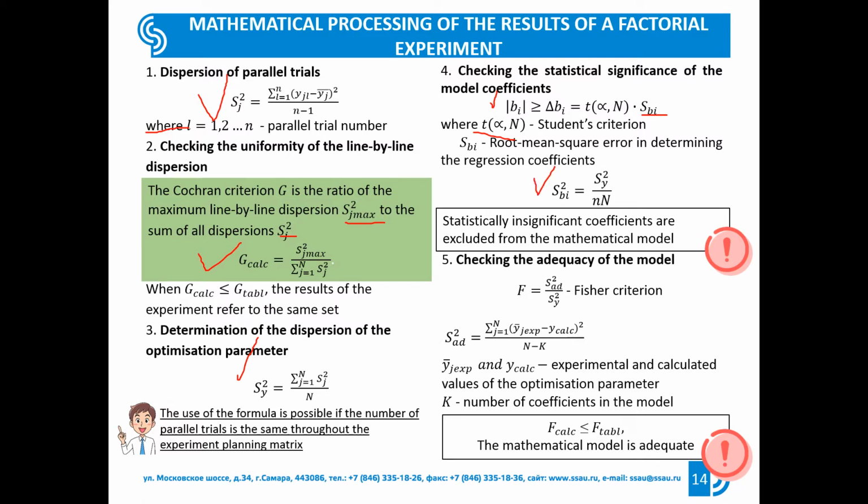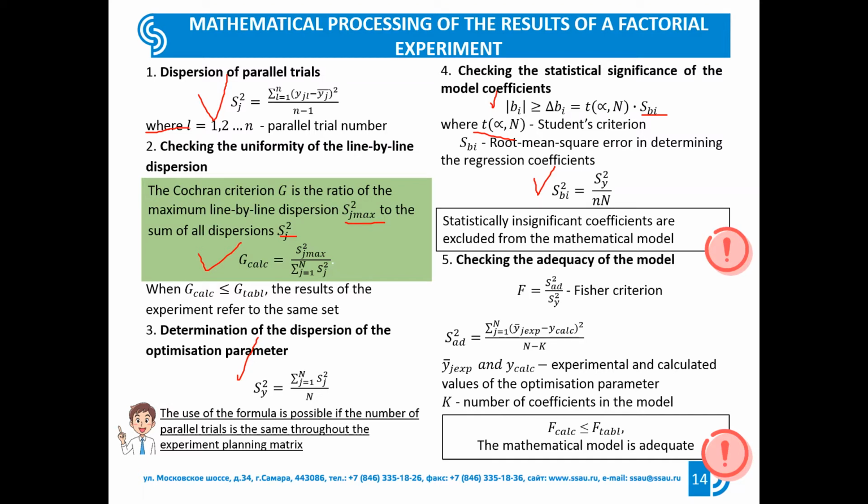The meaning of this equation is that the absolute value of the coefficient must be t times greater than the error in determining it. Statistical insignificance of a coefficient is interpreted as a lack of influence of the relevant factor in the studied intervals of its change. Such coefficients are excluded from the mathematical model.